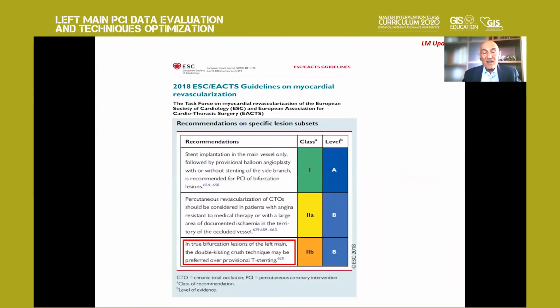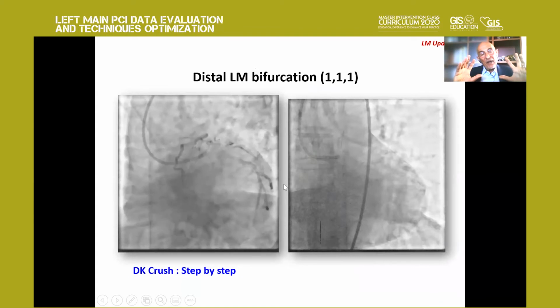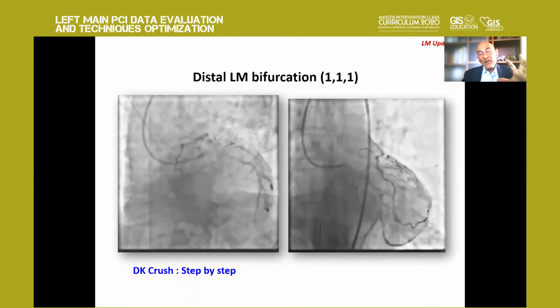What is surprising is that European guidelines are now indicating, only based on DK crush data, to prefer DK crush over provisional or T-stenting technique, particularly in distal left main. But you see, the class is 2B and with level of evidence B. I think that it is important to show the DK crush.